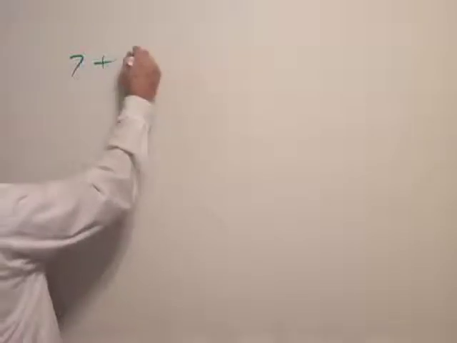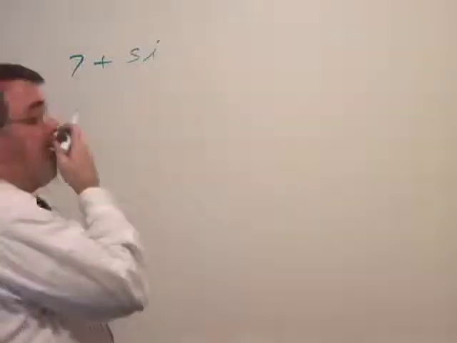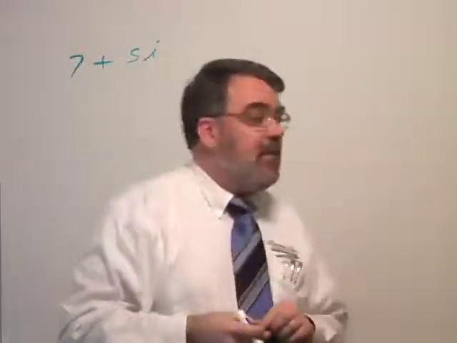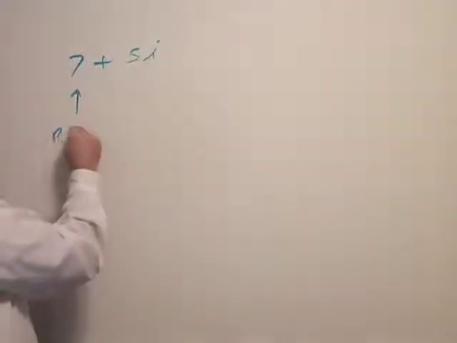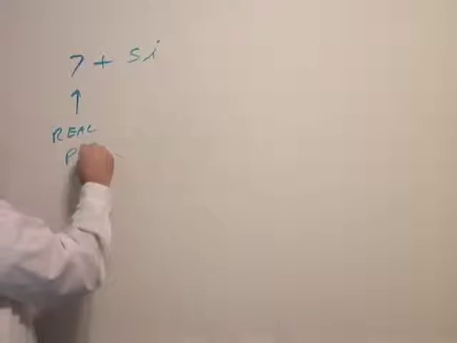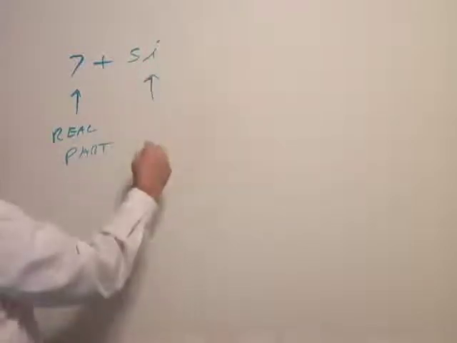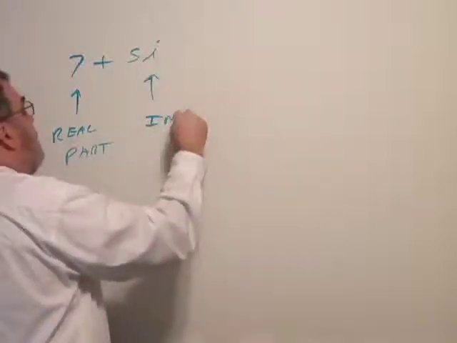So now we introduce the complex numbers, and a complex number is a combination of a real number and an imaginary number. So for example, 7 plus 5i is a complex number, and we call this part the real part, and the 5i in this case is called the imaginary part.